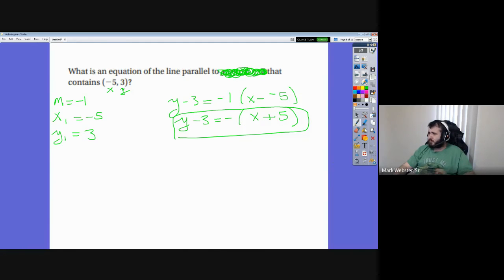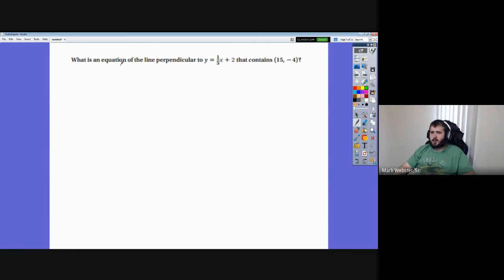So that's parallel. What about perpendicular? Perpendicular, all that means is instead of having the slope be the same, it's going to be opposite reciprocal. So once again, going to look at the slope. 1/5. That's not my slope because I want perpendicular, but it is what's going to tell us the slope. Flip it and change the sign. It was positive. Now it's negative. It was 1/5. Now it'll be 5/1.